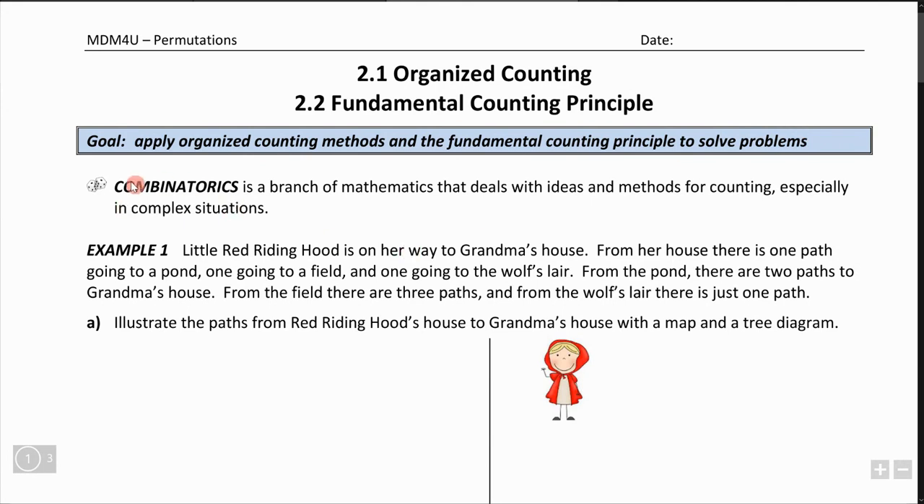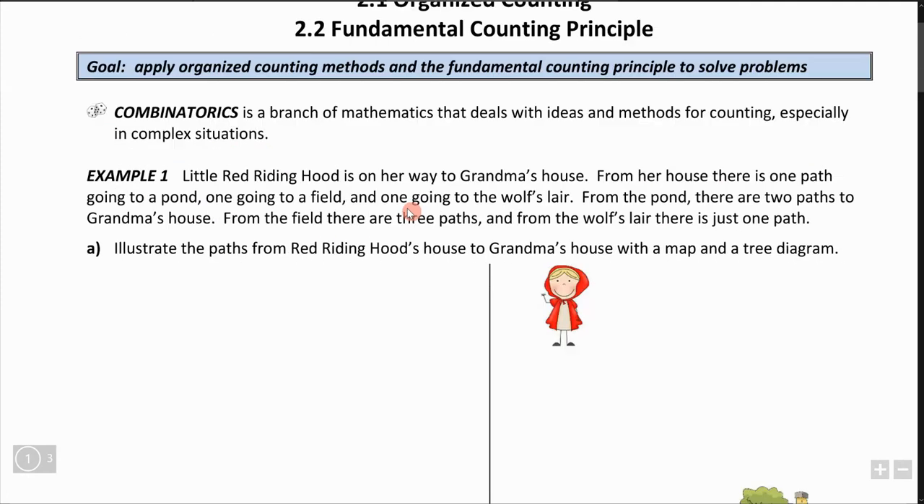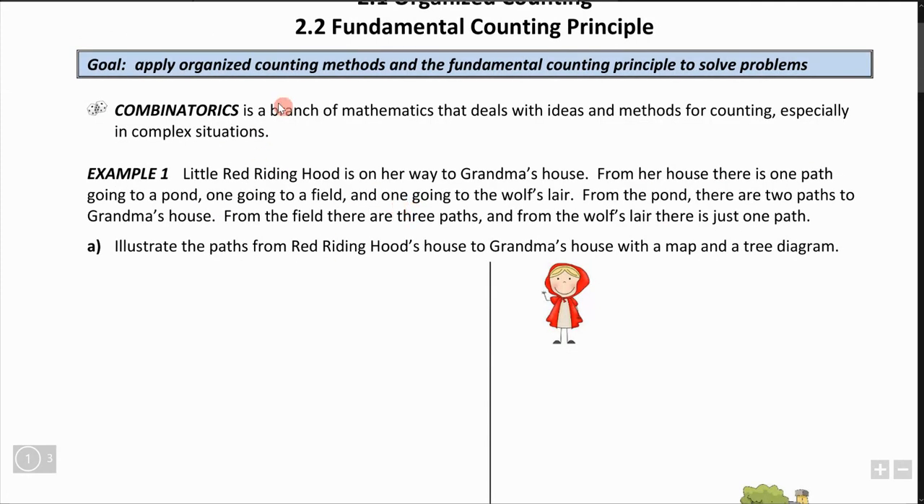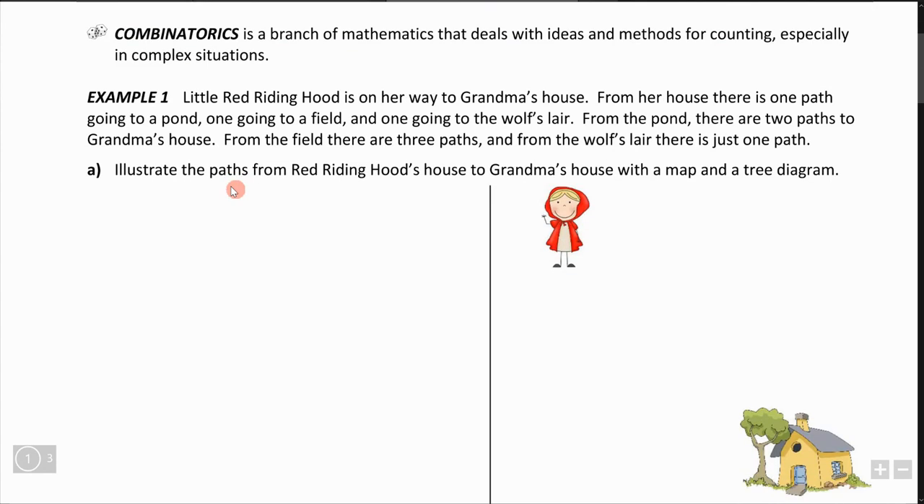And this is a branch of mathematics called combinatorics, and it's the idea and methods for counting, especially in complex situations. Okay, so it's an entire chapter on how to count and how to use some special methods for counting, especially counting large amounts of numbers, and when you're looking at different ways to count different outcomes or trials, we're going to use some special techniques and methods to do this. So I'm going to do this by example.